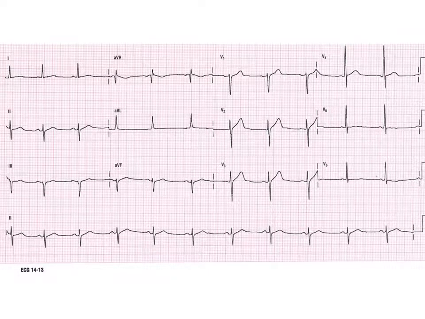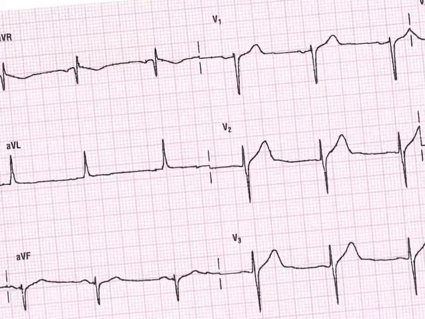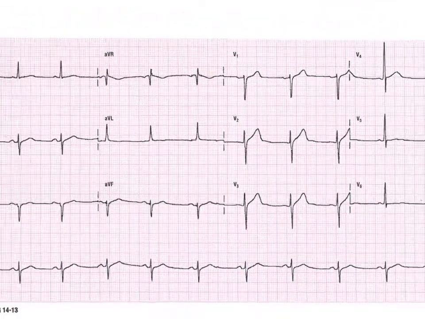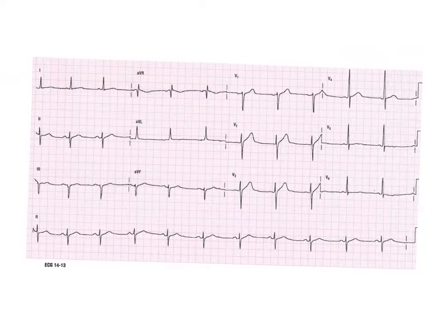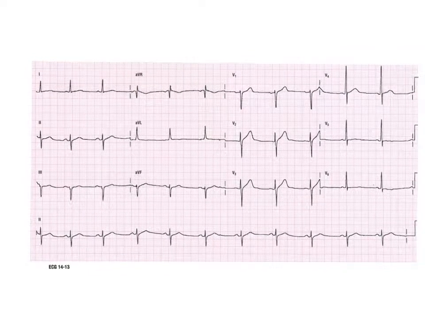Alright, at first glance this one's not near as interesting as the last one was, but we're going to go through it methodically anyway. We're going to look at rate, and we're going to say 300, 150, 175, so it's in the 60s. It is regular. The P's look normal, they all look the same. There's a P for every QRS, there's nothing dropped.